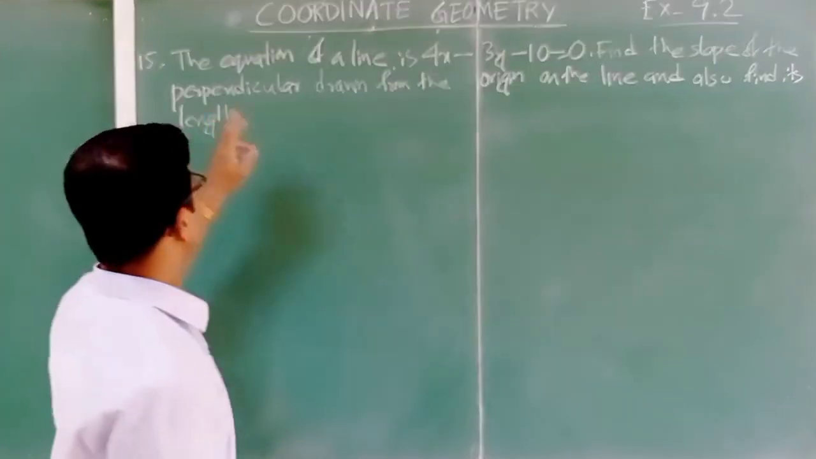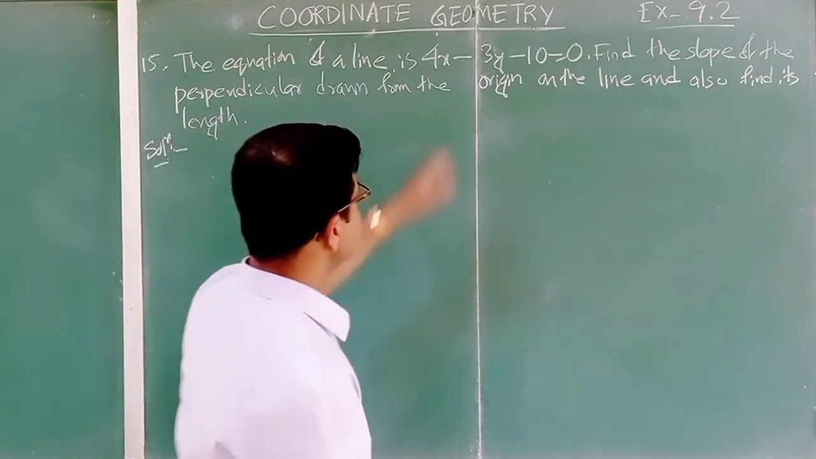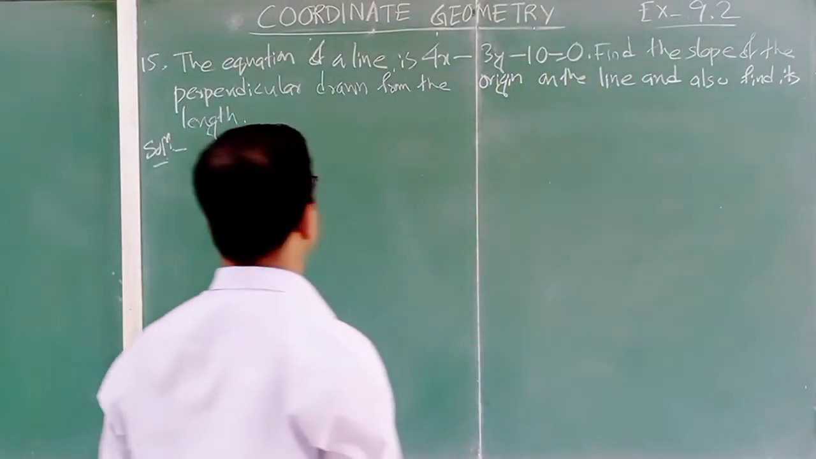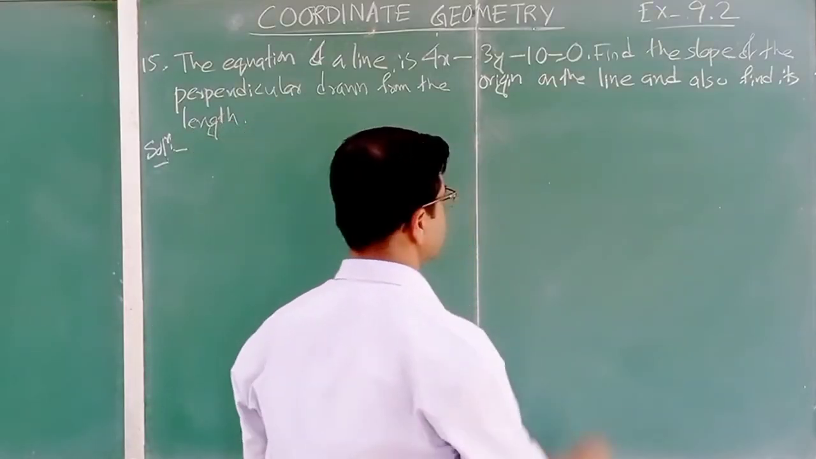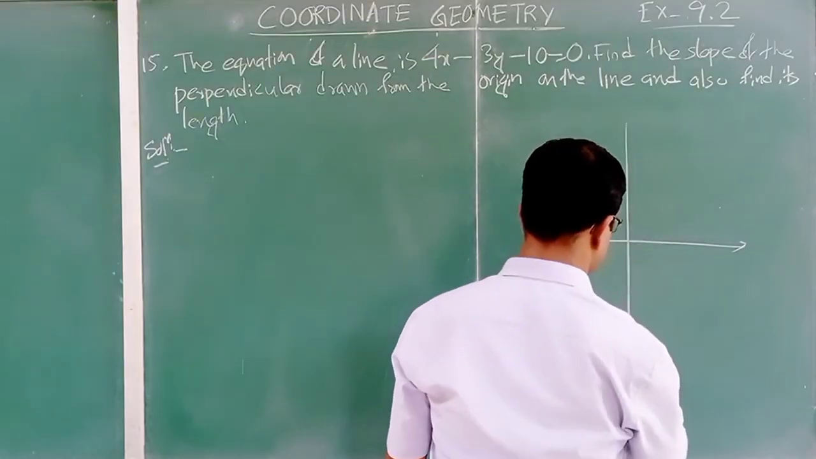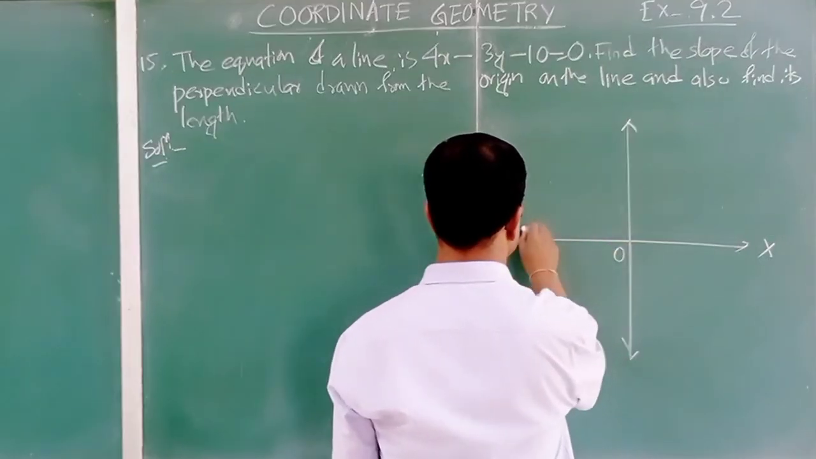Alright, my beloved student, let us take question number 15. Here the question is, the equation of a line is 4x minus 3y minus 10 equal to 0. Find the slope of the perpendicular drawn from the origin on the line and also find its length. Here at first let us try to visualize the question. Then we can easily solve if we can visualize the thing.